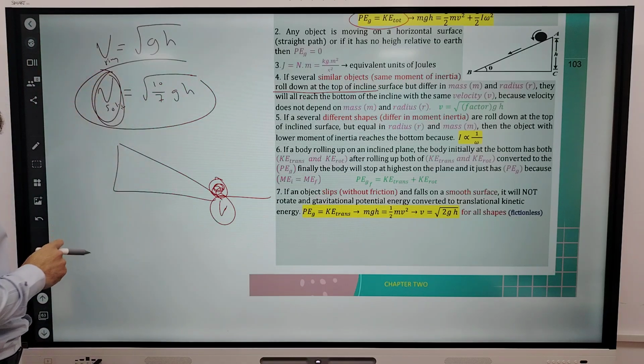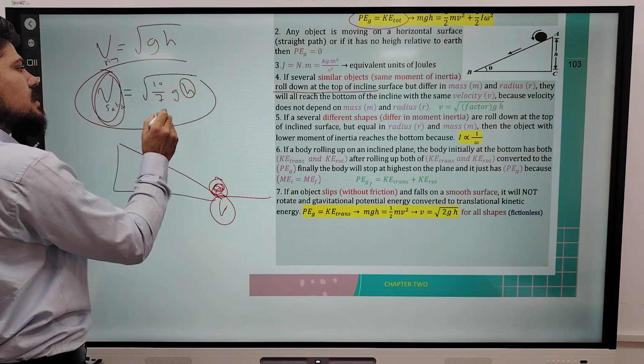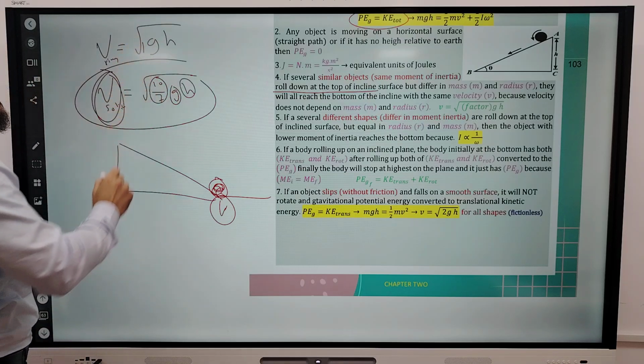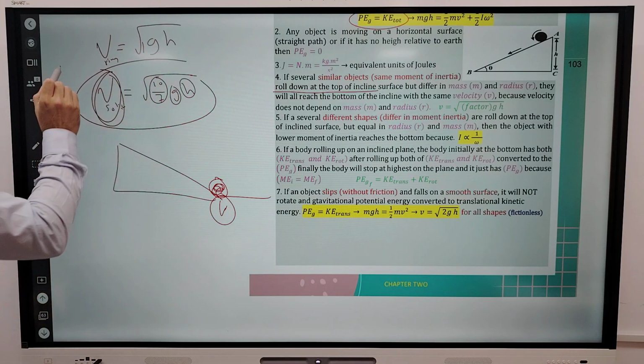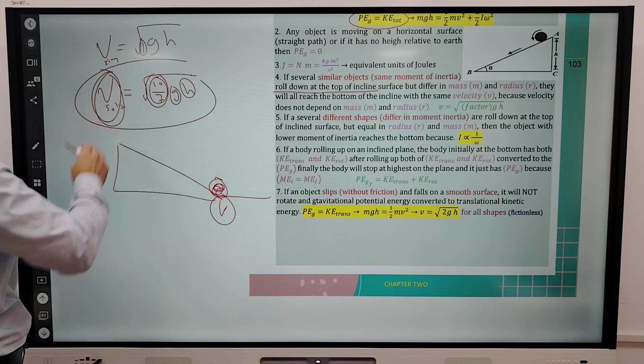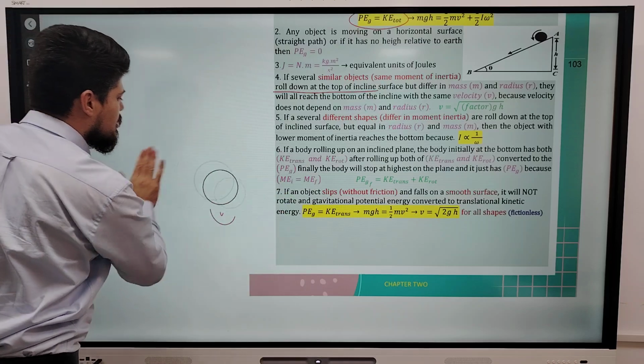What does the velocity of the object at the bottom of the incline on a rough surface depend on? It depends on height, gravity, and the shape of the object. As you can see in these two equations, we have one here, but we have 10/7 here. Now I'm going to prove how we got this equation.